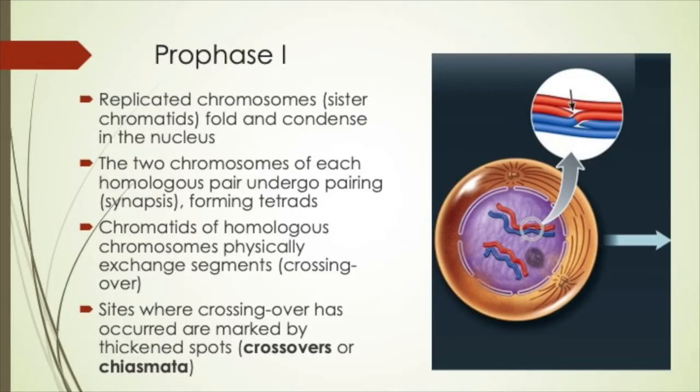The first phase is prophase 1. Replicated chromosomes, sister chromatids, fold and condense in the nucleus. So at this point, you have the 2, and then it's duplicated. The 2 chromosomes of each homologous pair undergo pairing, and they form the tetrads. Right, those are those tetrads meaning 4.